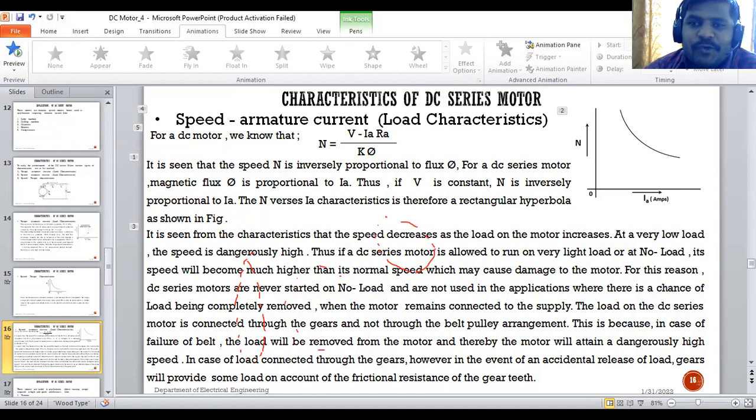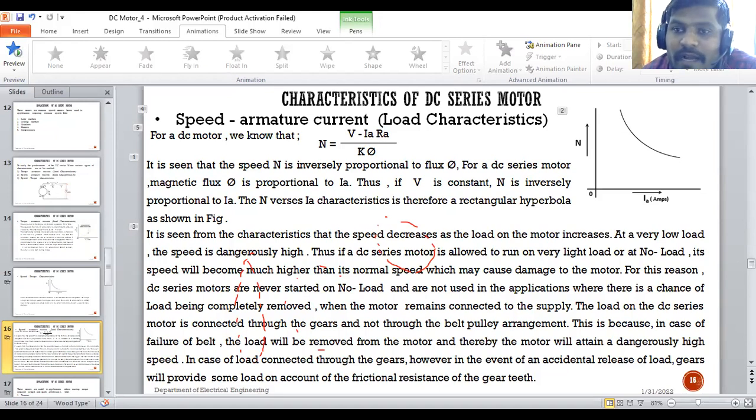But again there are two types, depending upon how the connection is done. That means how the series field winding is connected with the shunt field winding. If the shunt field winding is connected in parallel with only the armature, then we call it a short shunt compound motor. And if the shunt field winding is connected in parallel with the combination of both series field and armature, then we call it a long shunt compound motor.